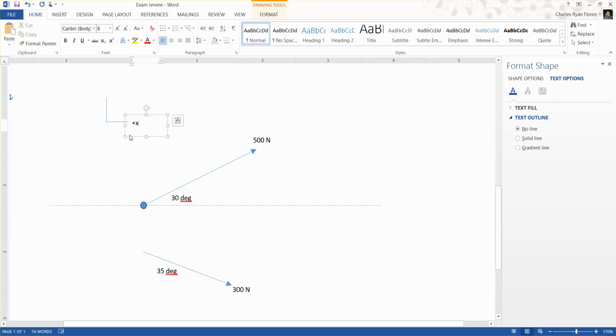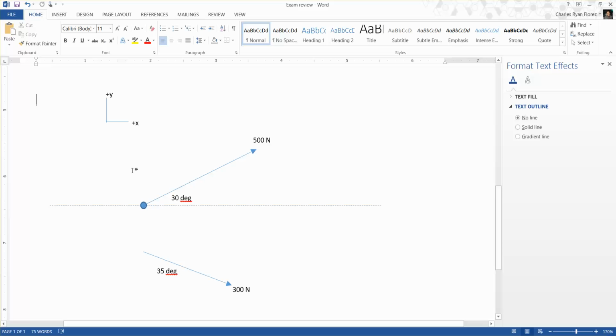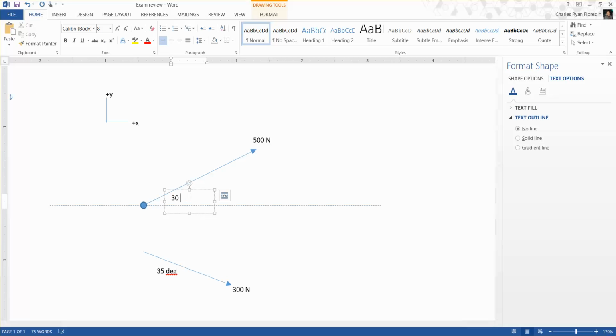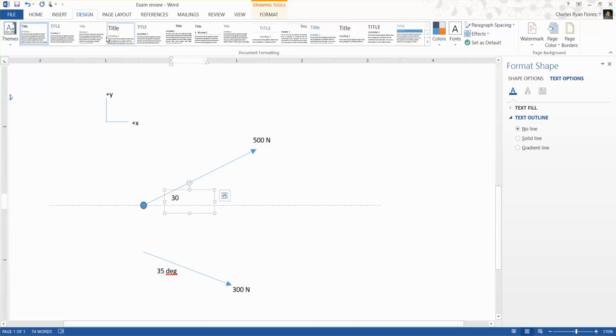Positive x and positive y. Imagine these are arrows, I guess. There's arrow tips right here. Okay, so in order to break this thing up into x and y, I need to know a few things about trigonometry. I need to know how I'm going to utilize this 30-degree angle in order to get my respective components.